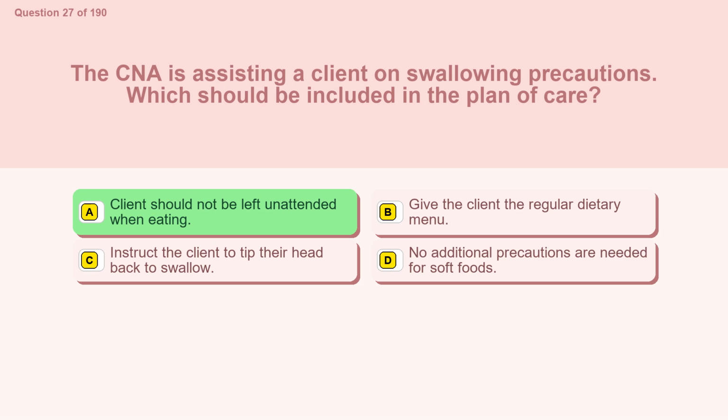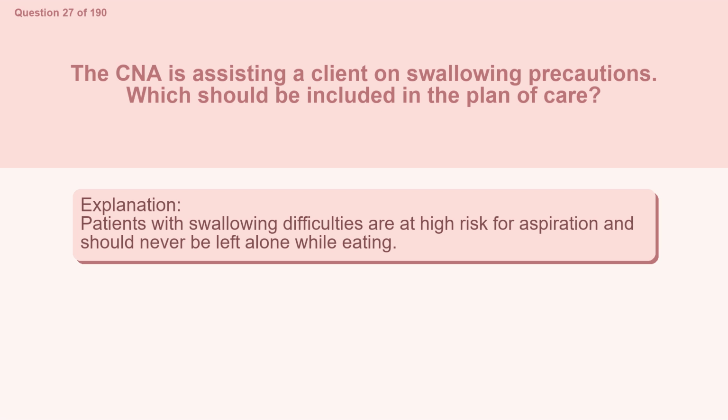The correct answer is option A, client should not be left unattended when eating. Patients with swallowing difficulties are at high risk for aspiration and should never be left alone while eating.